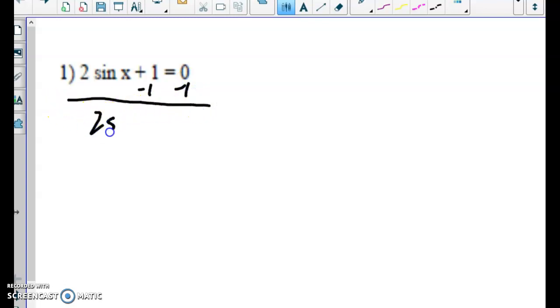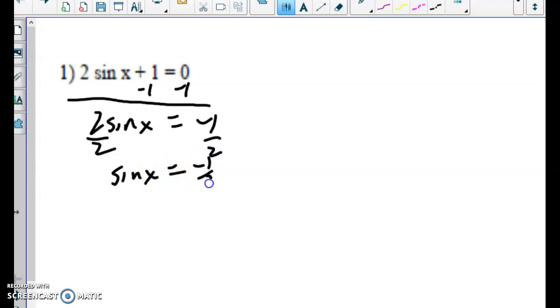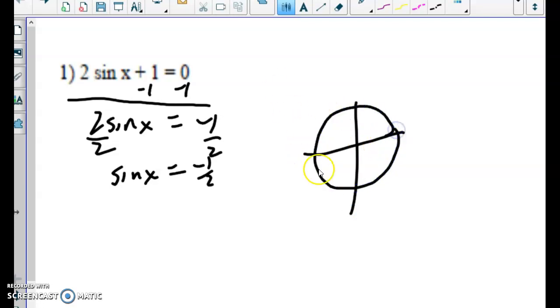And I get 2 sine of x equals -1. Divide by 2, divided by 2. And so we end up with the equation sine of x equals -1/2. Now to find out where that is, we go to our unit circle. And on there we know that the sines are the y values. And so we're looking for values that are at -1/2.